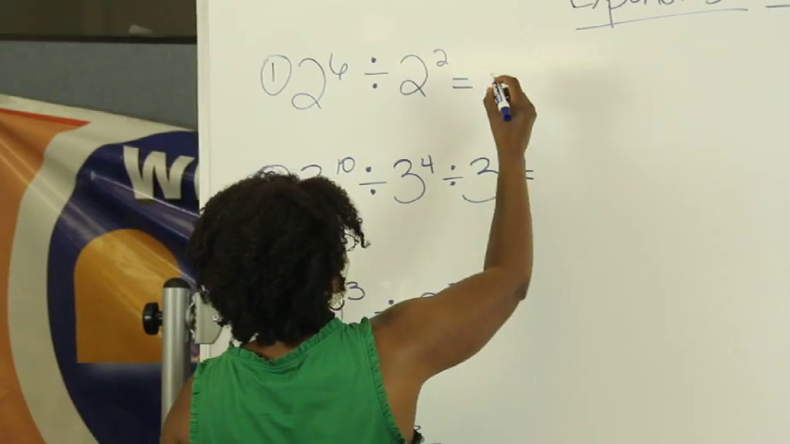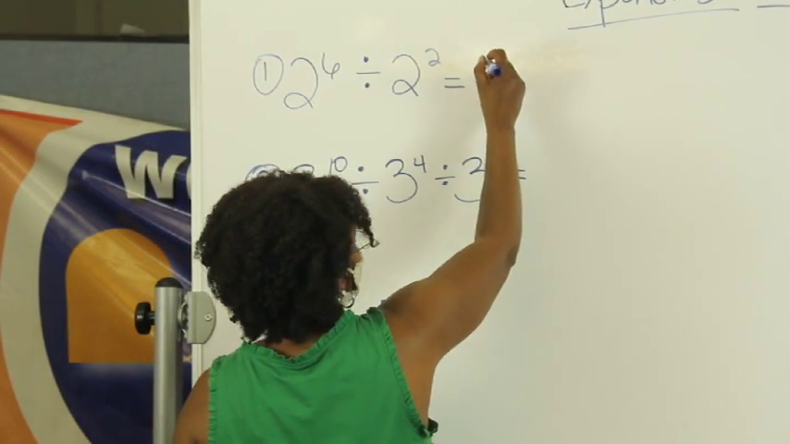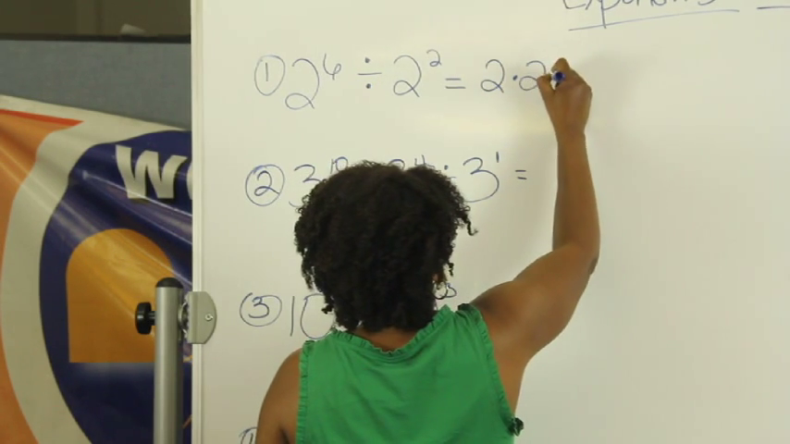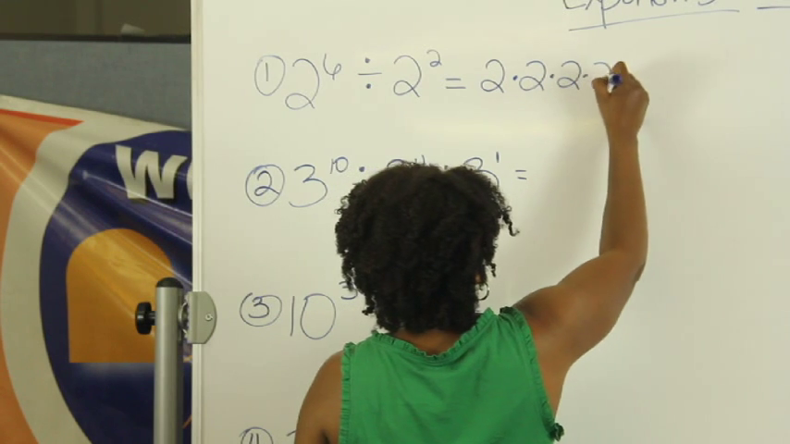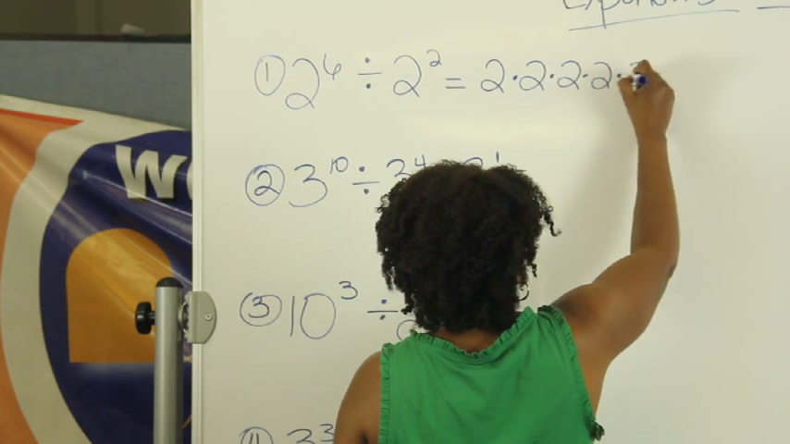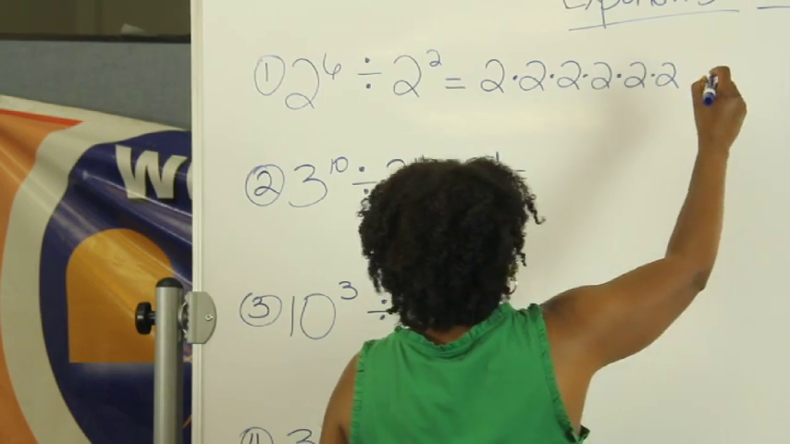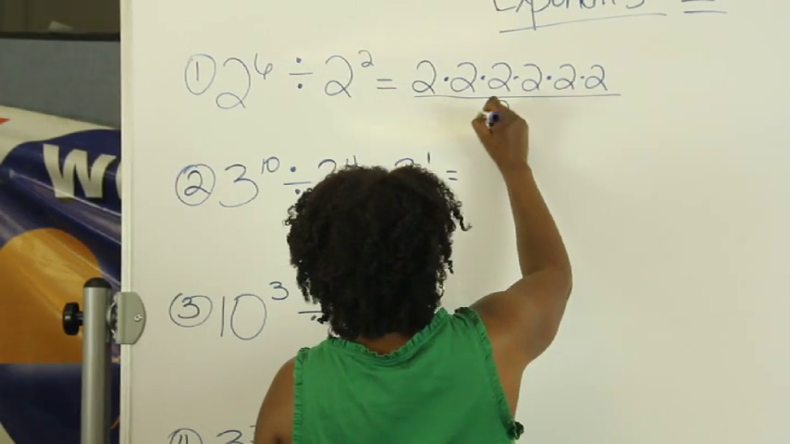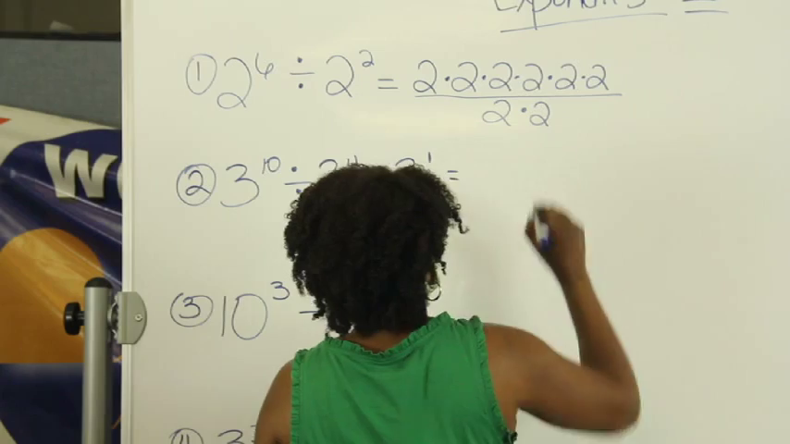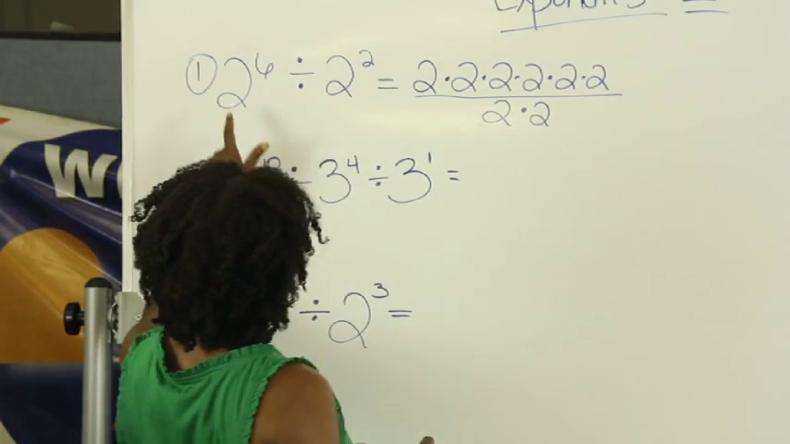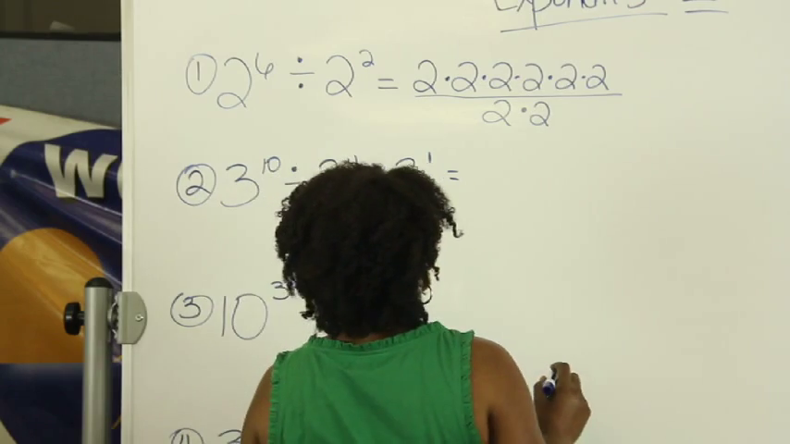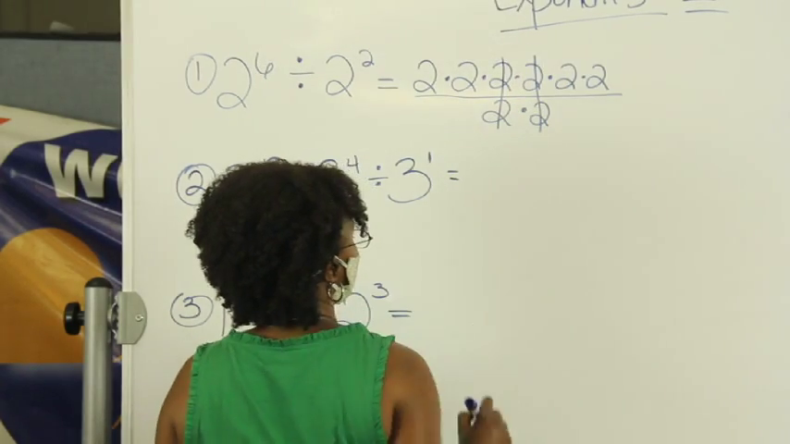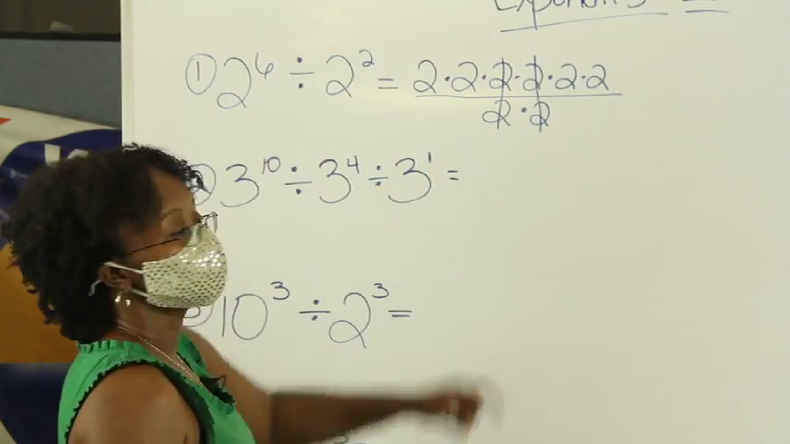So we can do it the long way first if you like, for people that like the visual. 2 to the 6th power times, and actually I'll do it this way, divided by 2 to the second power. Because they have the same base number, we can just cancel out. That's 1, and that's 1. So we have 4 left.